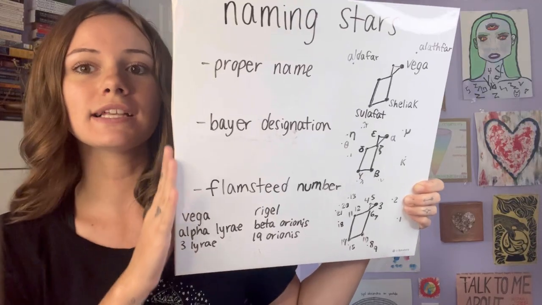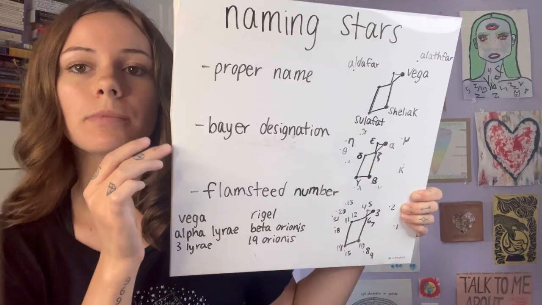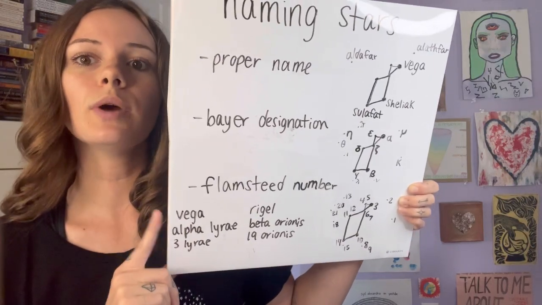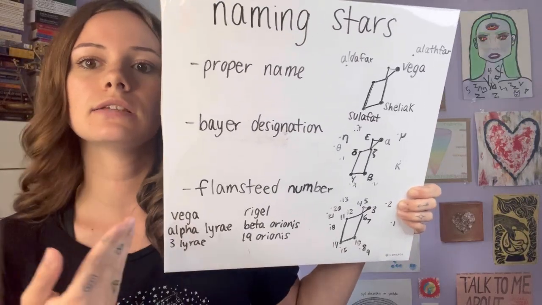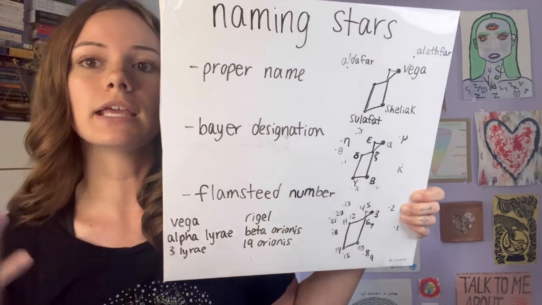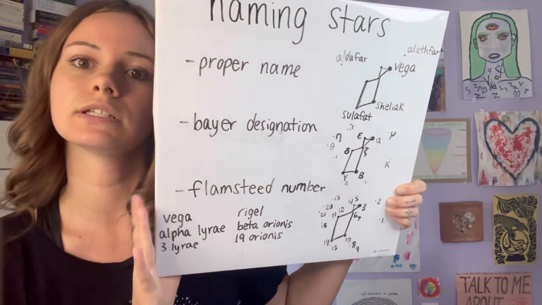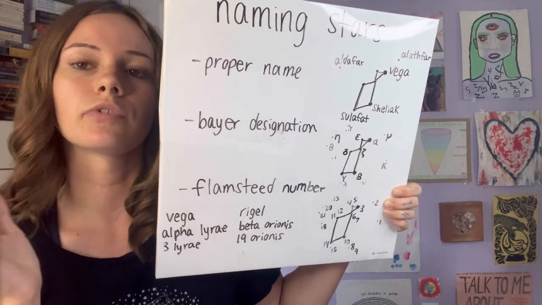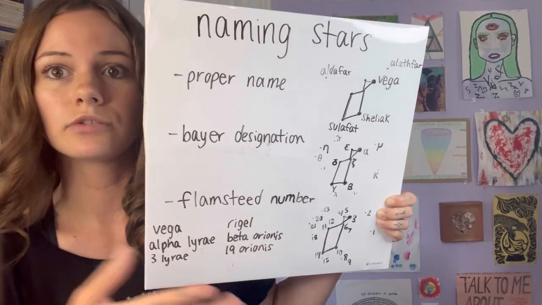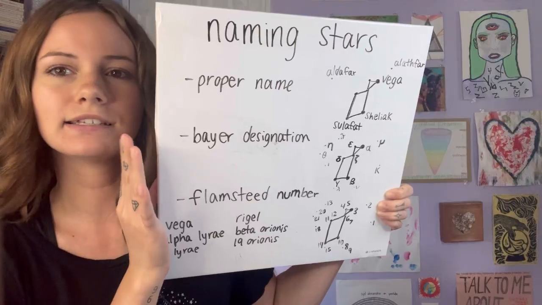I just wanted to show you guys this first because this is going to make the difference between the proper names, the Bayer designation, and the Flamsteed number so much easier. I do have little examples down here, like this example from Lyra. Vega is Alpha Lyrae, is 3 Lyrae, because it's the third one from the west. That's what the Flamsteed number really is: from right to left, from west to east, the numbers in order. It's very simple. The Bayer designation is not as simple as that.